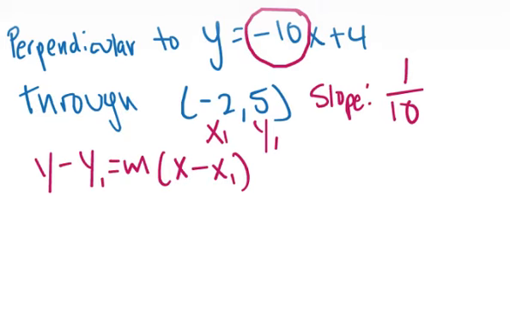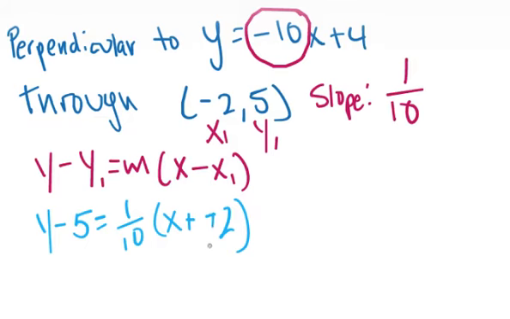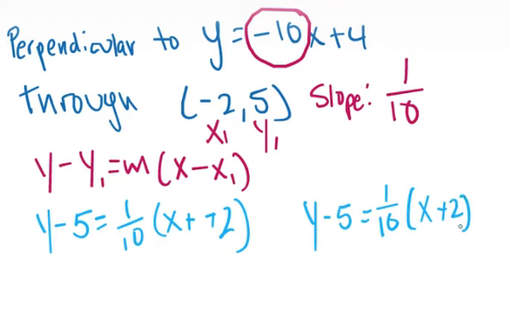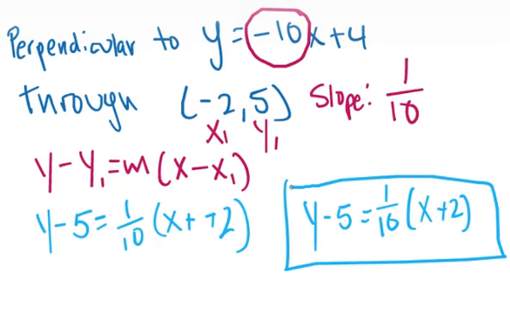And then all we have to do is go ahead and plug in our answer. So we're going to get y minus y1, which is 5, equals the slope, which is 1 over 10. And then we got x minus a negative 2. Two negatives make a positive, so I'll rewrite it one last time. And if it says write an equation, I didn't write that here, but if it says write an equation, we can just leave it like this. This is fully in equation mode.